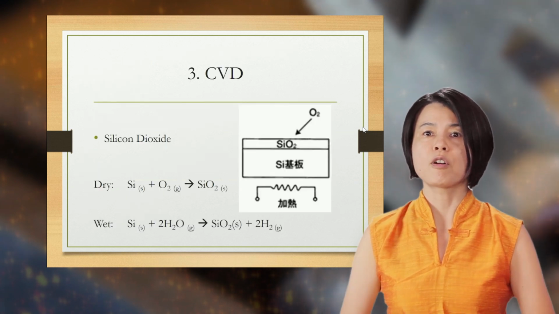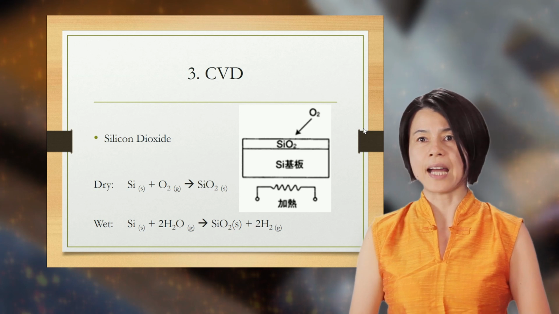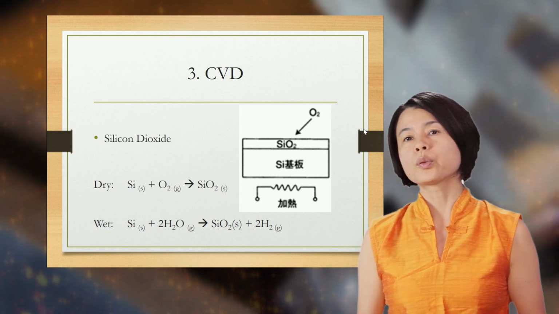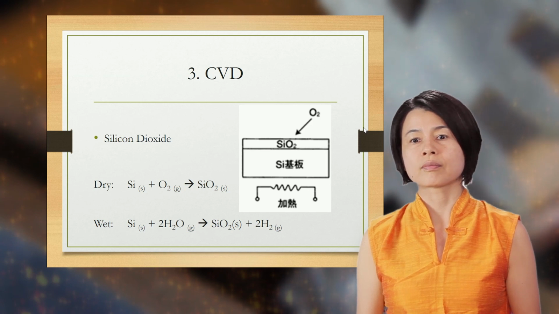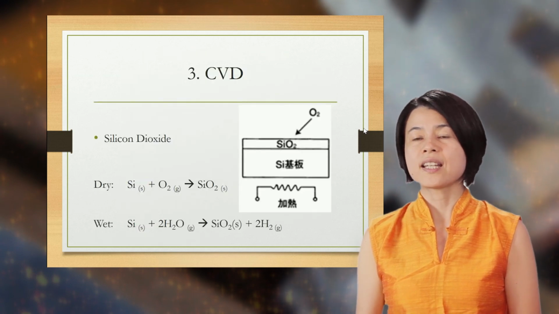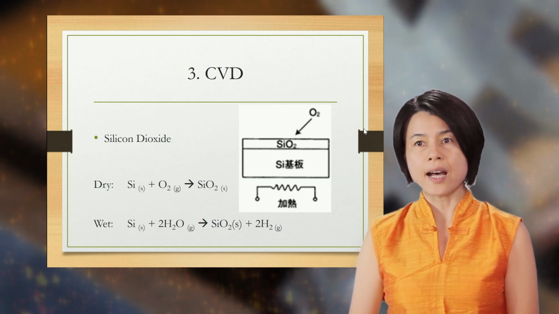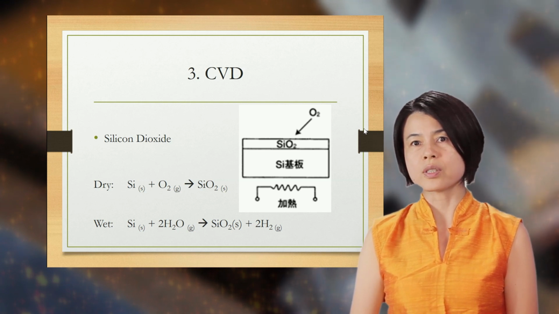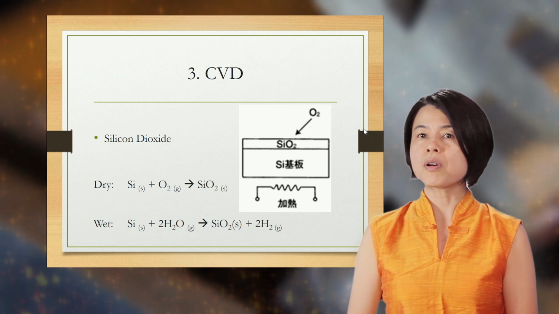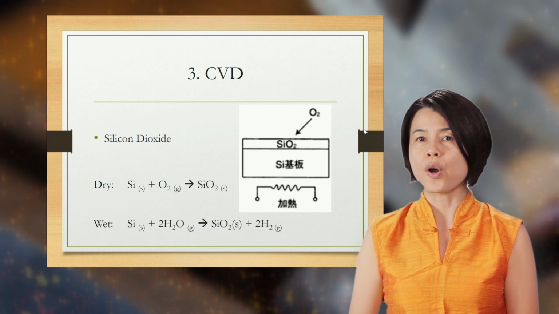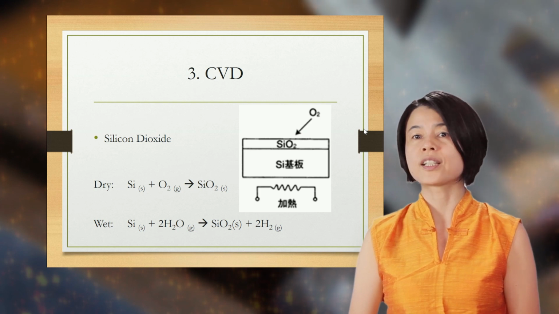Here is an example of growing a layer of silicon dioxide on the surface of a silicon wafer. There are two ways to do it: dry and wet chemical reactions. Dry reaction needs oxygen, while wet reaction uses water. With the proper heating condition, a thin film of silicon dioxide will grow on the surface as shown in the figure.